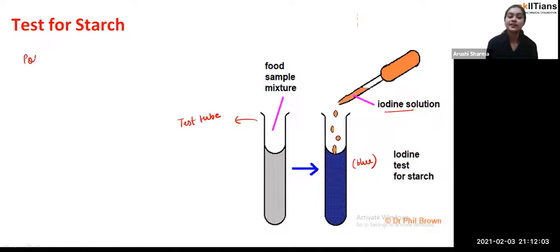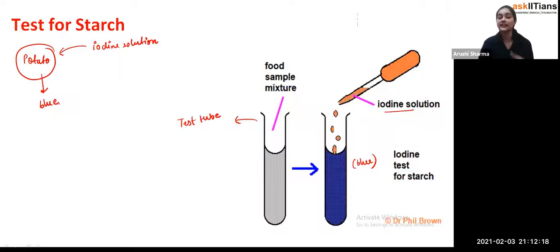For example, students, if we talk about potato, if you have a potato and you add drops of iodine solution over it, what will happen? It will convert that potato to blue color, which gives the indication that yes, it has an amount of starch in it. So you can see what the test for starch is. You can say that the iodine solution test can be used for the detection of starch, and it is very simple: you just have to drop this iodine solution over the food sample mixture, and if it gives a blue color, a dark blue color, that means it has starch in it, and if it does not give a blue color, that means it does not have any starch. Okay.